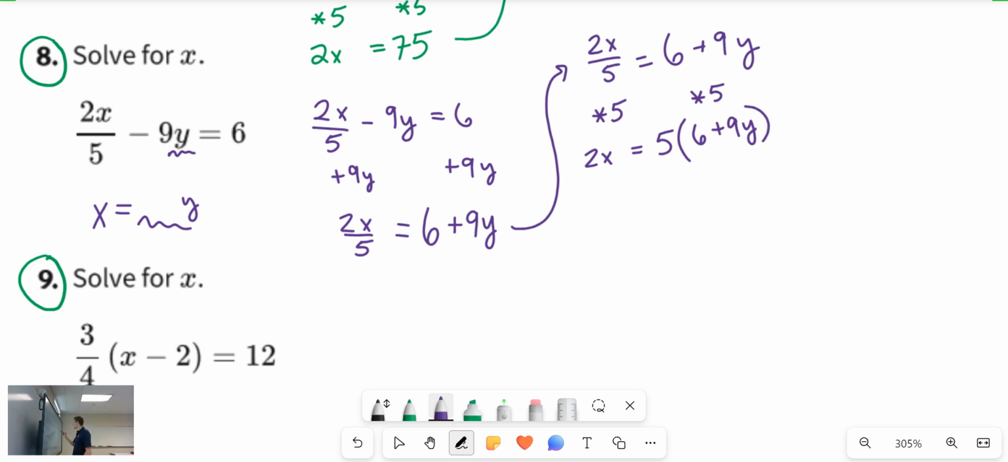And then the last thing we're going to do is divide both sides by 2. That didn't work out. Doesn't always like when I do that. All right, divide by 2. And we should get x by itself equals 5 halves, or 5 over 2, and then 6 plus 9y.